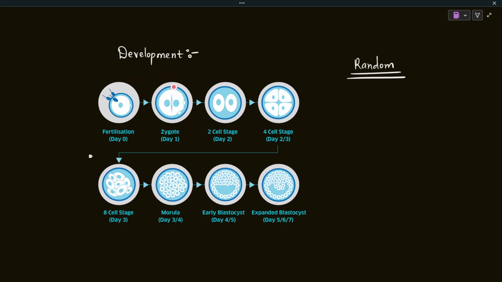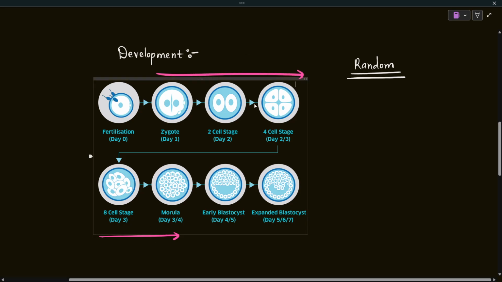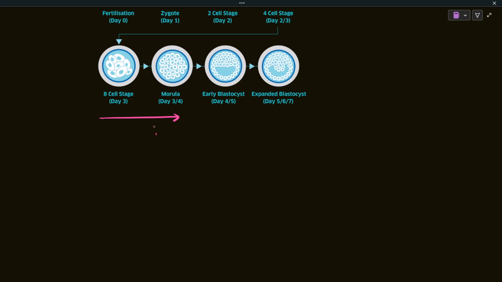So the zygote undergoes cleavage, meaning it undergoes division. So it forms the two cell stage, four cell stage, eight cell stage, till the stage which is quite important, that we are going to discuss now, the morula stage. When the embryo has achieved the morula stage, from here till the morula stage, the X chromosome which is going to be inactivated will be imprinted. So till the morula stage, we see imprinted X inactivation.